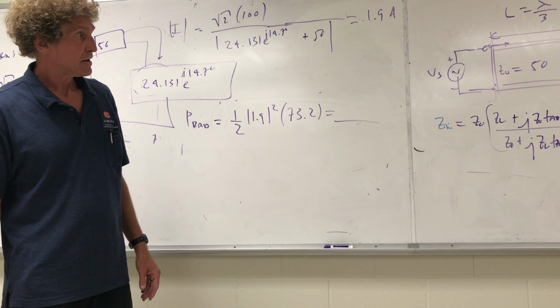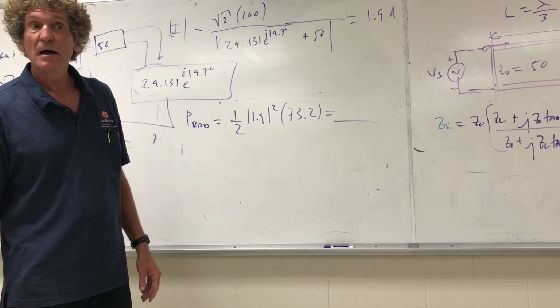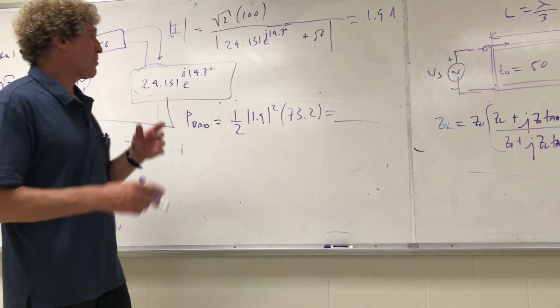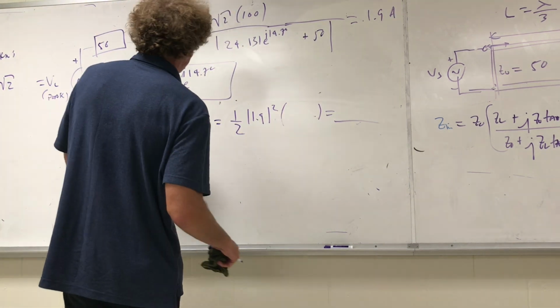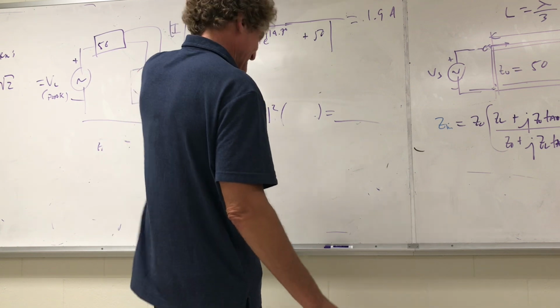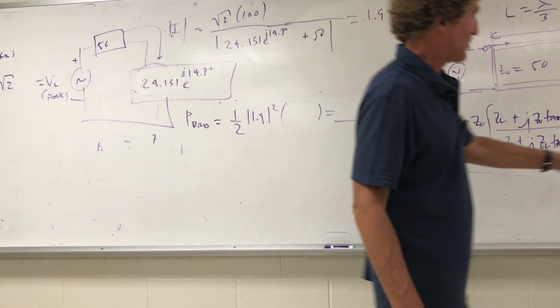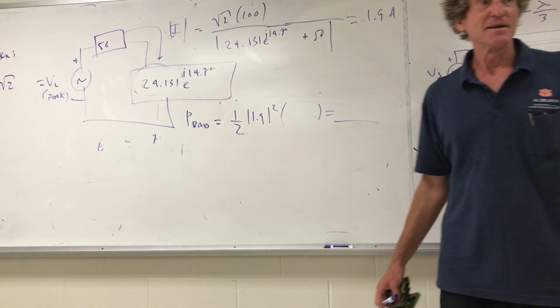Why would you use the same radiation resistance? 73.2. Why do you use the same radiation? Shouldn't it be ZN? It is. It's got to be. The real part, sorry. Take the real part of this. This is what happens.